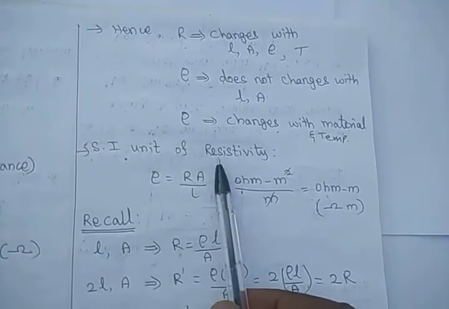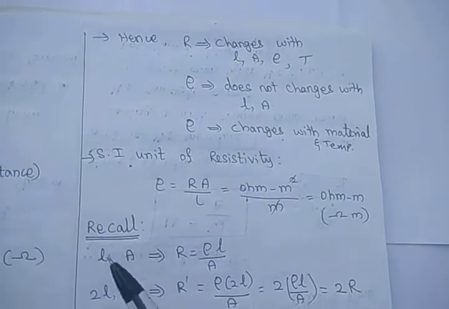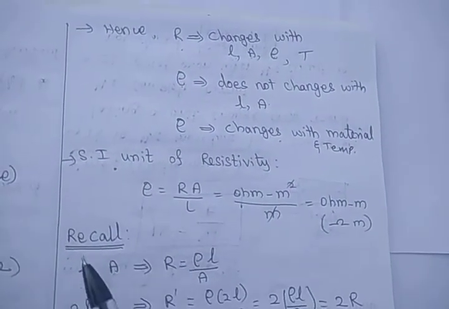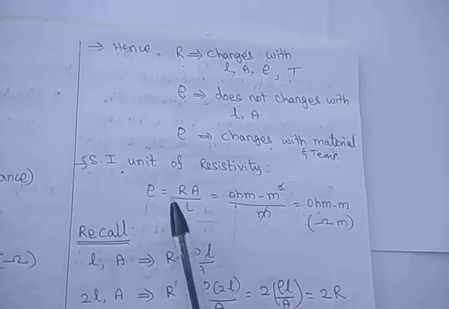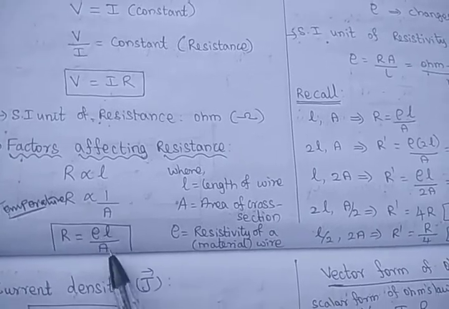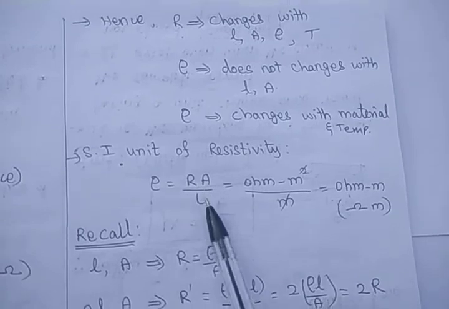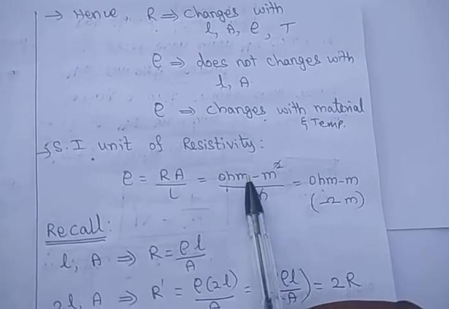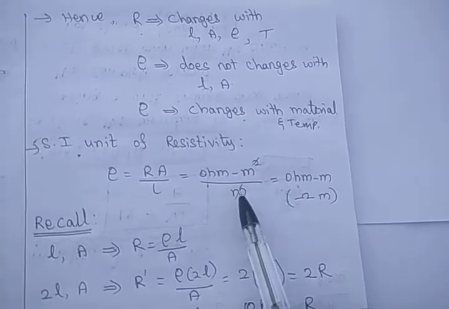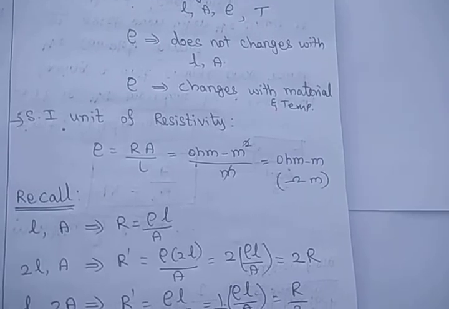The SI unit of resistivity. Dear students, I already told you not to mug up any SI unit. If you are confused about calculating the SI unit of any given physical quantity, substitute the formula first. R is equal to rho L by A, so rho is equal to RA by L. What is the SI unit of resistance? Ohm. Area is meter square. Length is meter. Just strike out these terms, and we get the SI unit of resistivity as ohm meter.